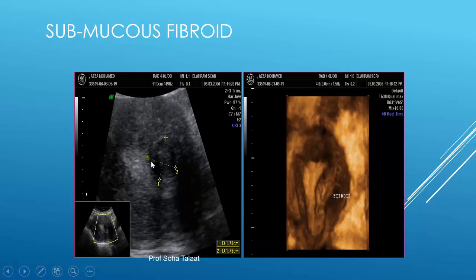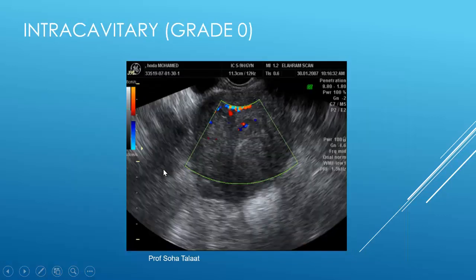This is another myoma, but here it is submucous in location, and here by the 4D you find it is submucous in location. This is stage 1 FIGO classification. This is also a small fibroid, but it is not a polyp. Being isoechoic to the myometrium, there is a myometrial base in part, and there is a perifibroid venous plexus seen.